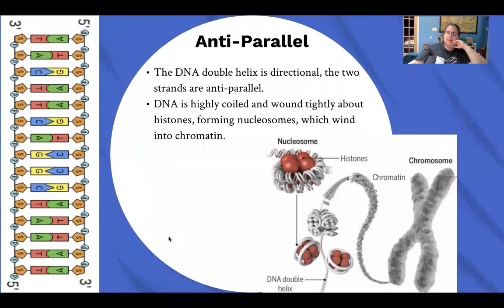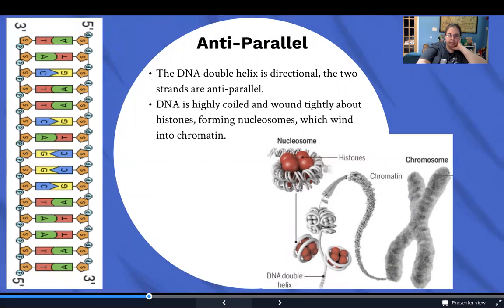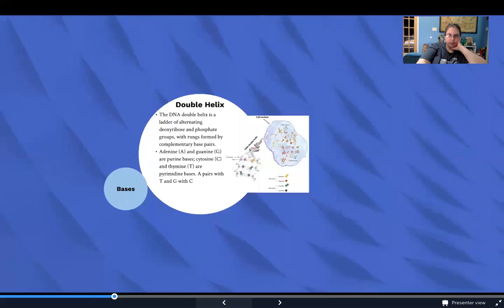Now the double helix is said to be directional, and specifically, both strands are anti-parallel. Now here's that picture again. If you look at one side, it's upside down from the other. So here we have sugar, phosphate, but if we look over here, and I'm actually going to go backwards a little bit, you can see it probably a little more clearly in the previous picture.